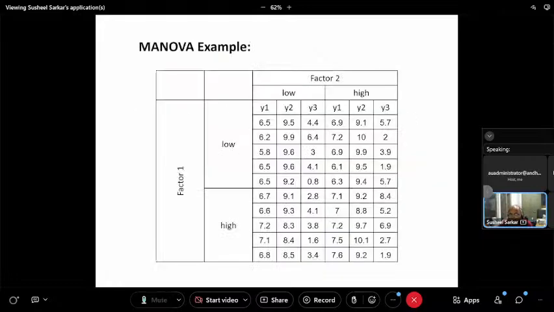So let's see this example. This is factor 1 and this is factor 2. This is the low level of factor 1 and this is the higher level of factor 1. This is the low level of factor 2 and this is the high level of factor 2. How many dependent observations are there? Y1, Y2, Y3. There are three characters, right?